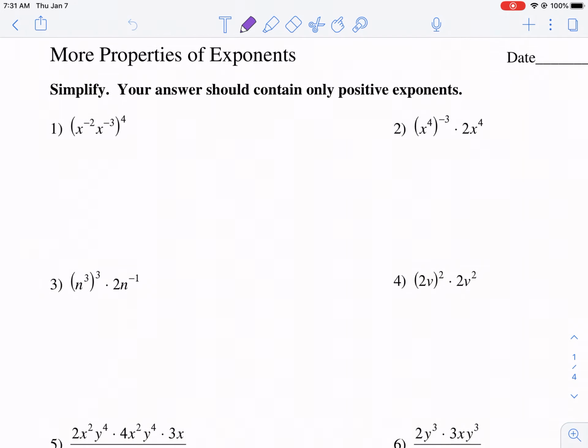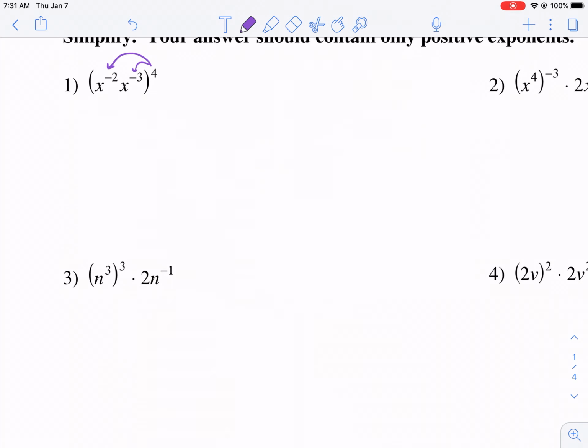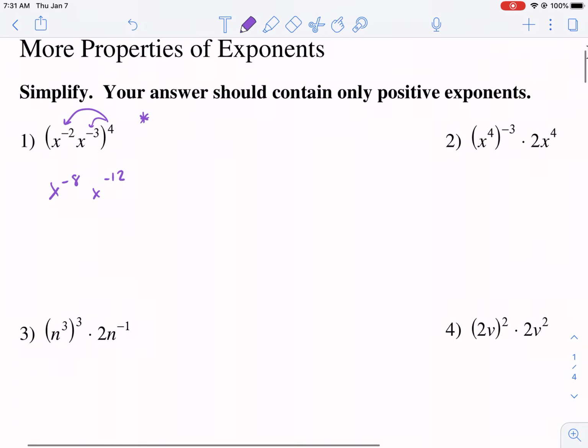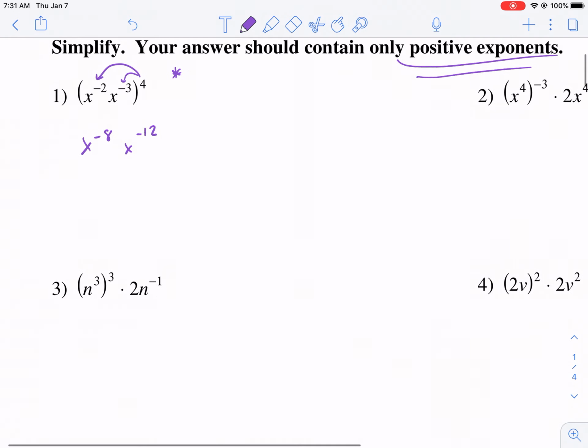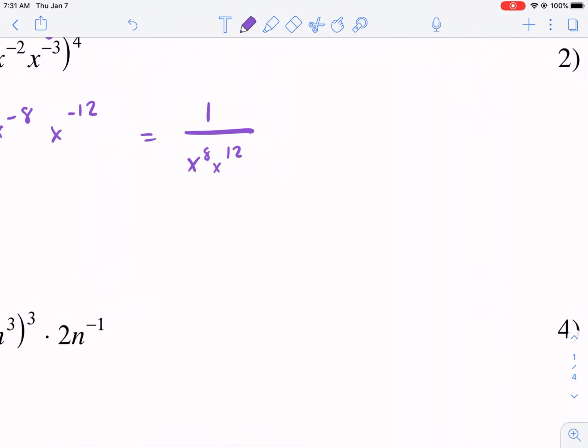For number one, if we have parentheses and a power outside, we're essentially distributing this power to both of those x's inside. If there was a coefficient, we would apply it to the coefficient too. But let's apply it here. So we'd get x to the negative 8. Power raised to a power, you multiply, so we get x to the negative 12. Now we need to make them positive exponents, so we flip it and put this in the denominator. So we're going to have x to the 8th power, x to the 12th. You can combine these two, because when you multiply exponents with like bases, you add the exponents. So we're going to have x to the 20th power.